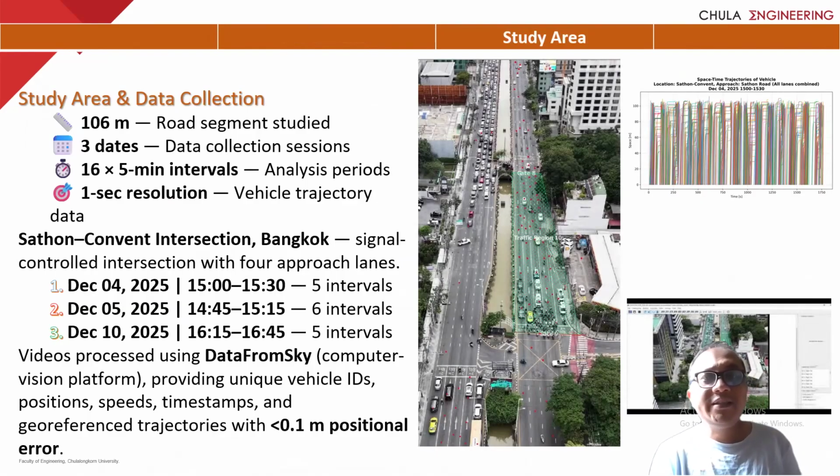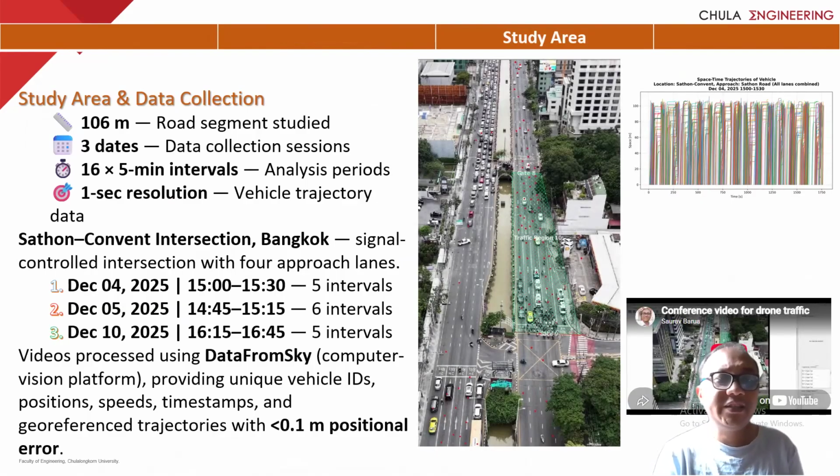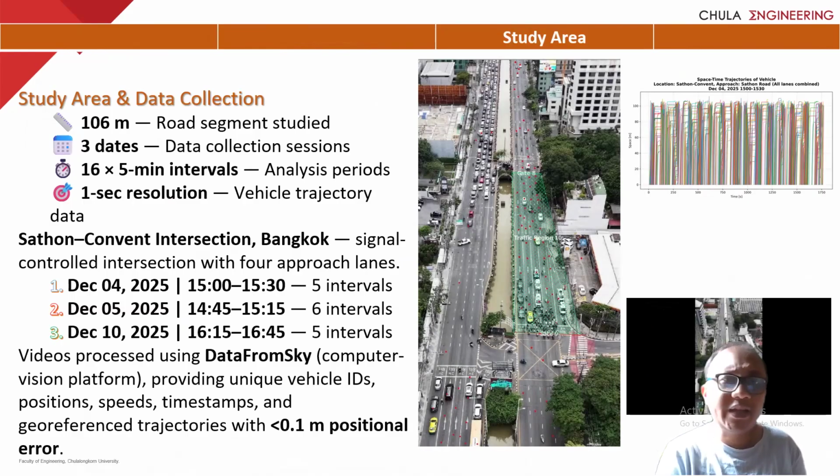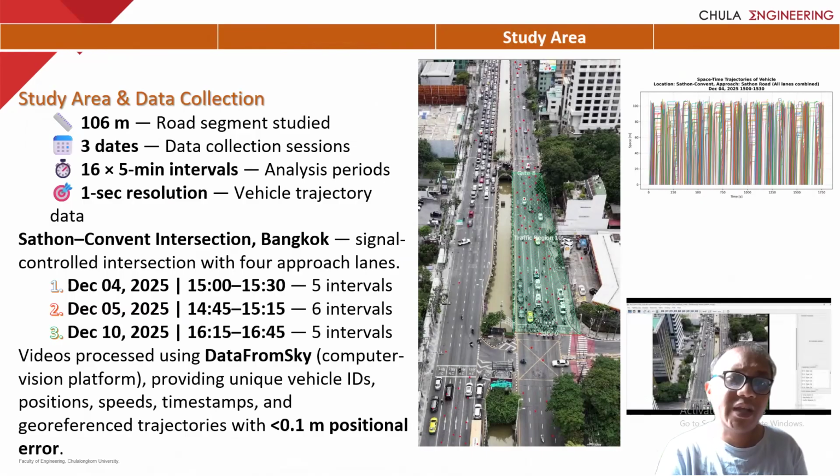And here comes the study area. My study area is the Sathon Convent intersection. We can see the time-space trajectory drawn from the drone data. The traffic data was collected on 3 different dates. A total of 16 five-minute time interval data were analyzed. The trajectory data resolution was 1 second.